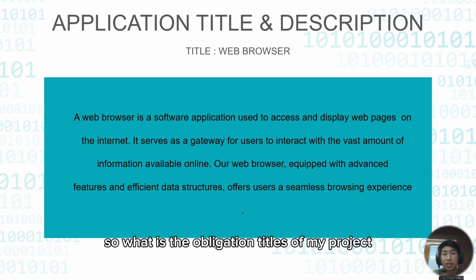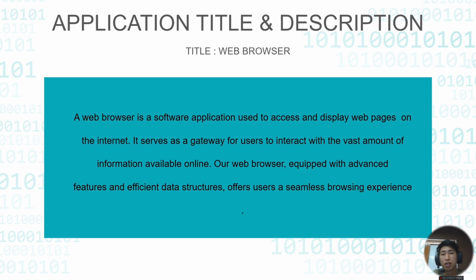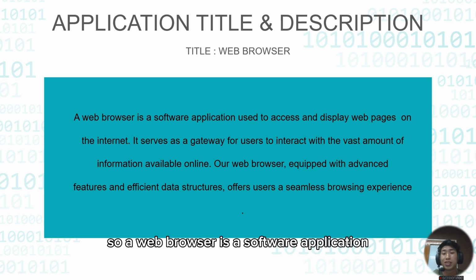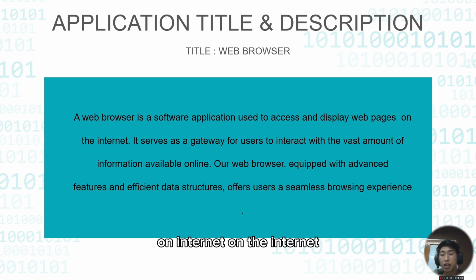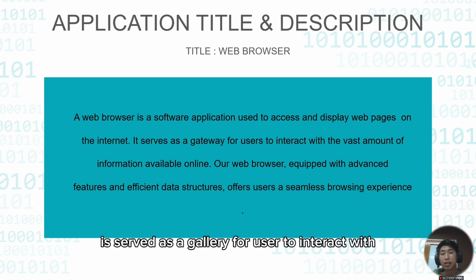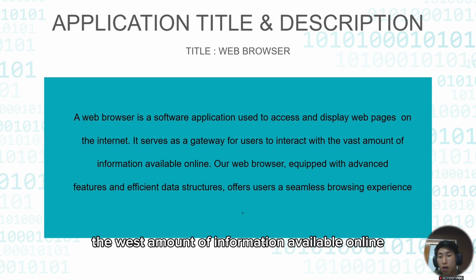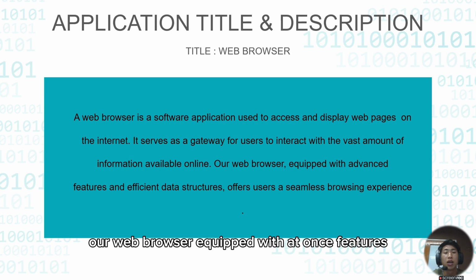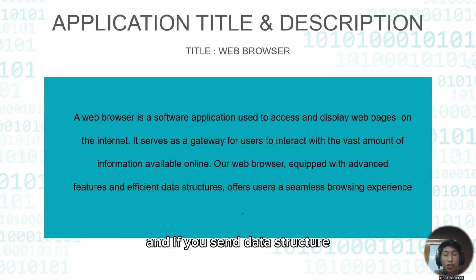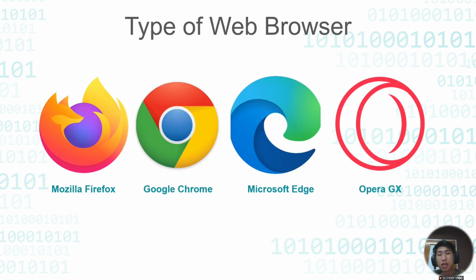So what is the application title of my project? This is a web browser. A web browser is a software application used to access and display web pages on the internet. It serves as a gateway for users to interact with the vast amount of information available online. Our web browser, equipped with advanced features and efficient data structures, offers users a seamless browsing experience.